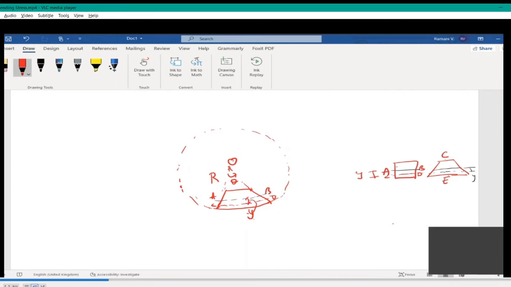So when I say R is the radius, and the included angle is theta, what will be the arc length AB? Can you calculate what the arc length AB is? Anybody? Arc length AB.